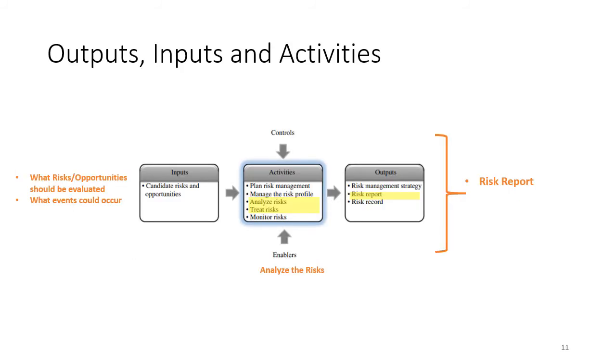So the outputs, inputs, and activities. The input is the identification of what risks should be evaluated. You also want to know what events could occur. You're going to analyze the risks and then treat the risks and then monitor the risks. And at the end of the day, you want to publish a risk report with regards to the project plan and the execution of the project.